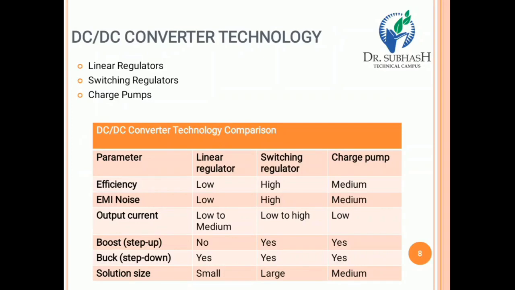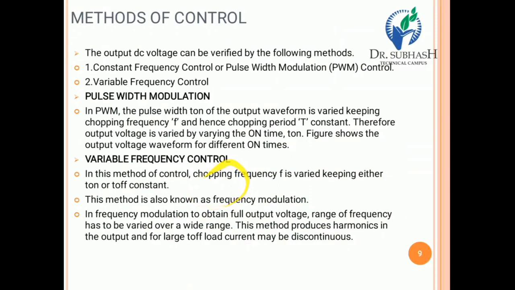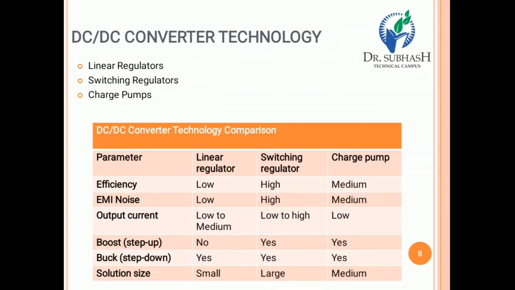In case of the linear regulator, the efficiency is low. In case of the switching regulator, efficiency is high, and the charge pump's efficiency is more than the linear regulator but lower than the switching regulator.